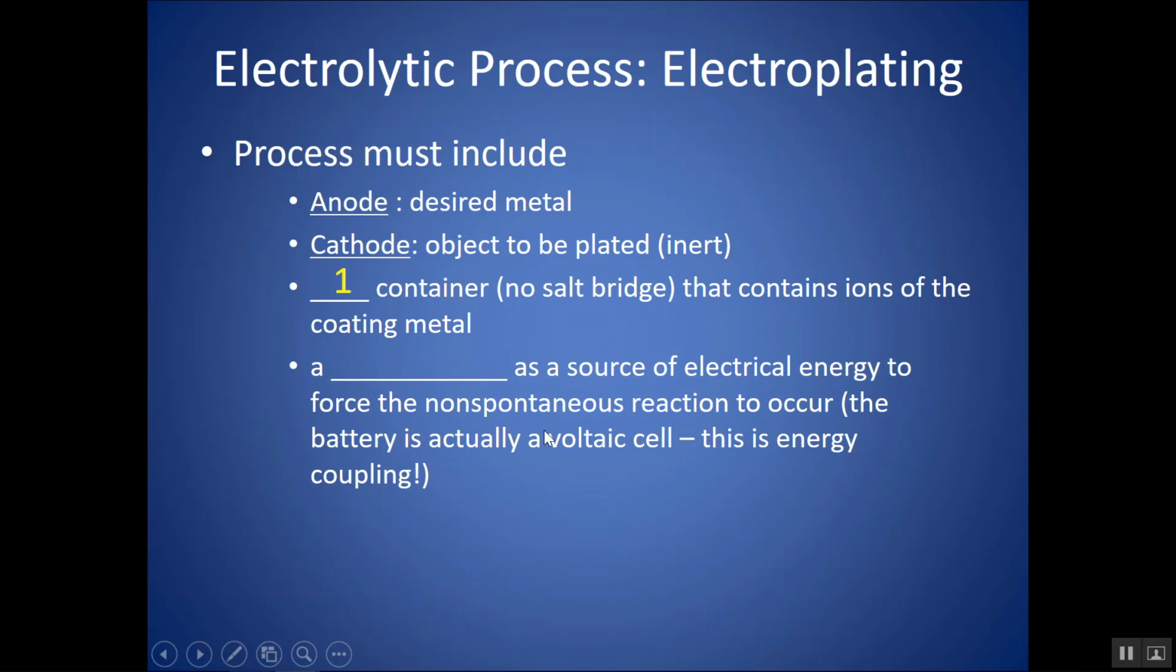And since this is a non-spontaneous process, we need a source of electrical energy. So typically some sort of battery, some type of external power source that could provide the flow of electrons to force this non-spontaneous reaction to happen. We provide the flow of electrons to force it to go, so whatever's oxidized would now be reduced, and whatever's reduced would now be oxidized. You're forcing the electrons to go in a certain direction that normally wouldn't happen. And this is actually called energy coupling, if you use a battery, which is something spontaneous, to make something non-spontaneous happen. You would still need wires connecting your anode to your cathode.